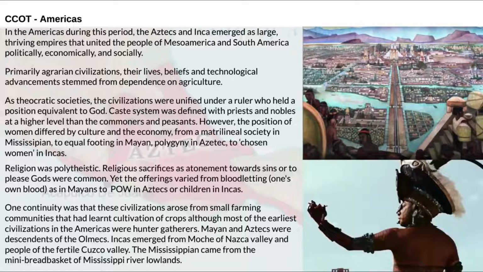crops, although most of the early civilizations in the Americas were hunter-gatherers. Mayan and Aztecs were descendants of the Olmecs. Incas emerged from the Moche of the Nazca Valley, and people from the fertile Cusco Valley. The Mississippian came from the mini breadbasket of the Mississippi River lowlands.